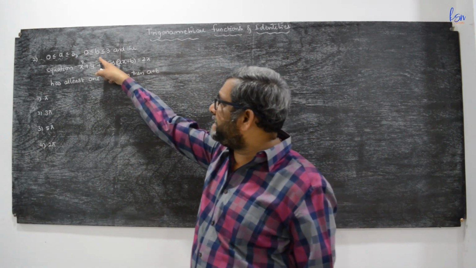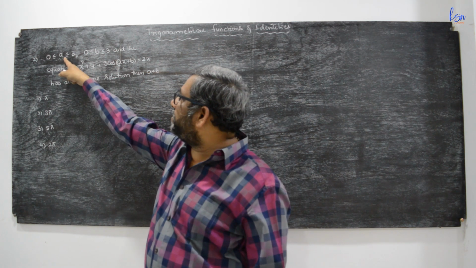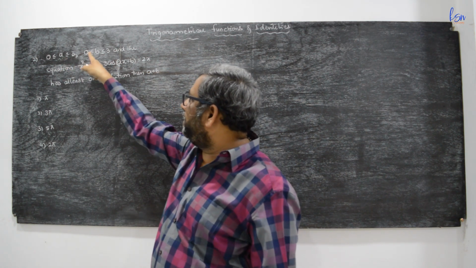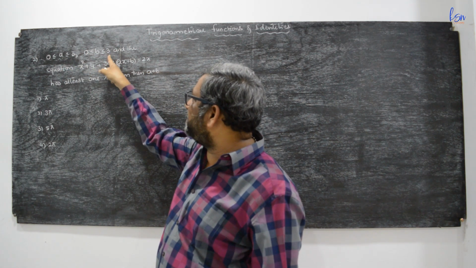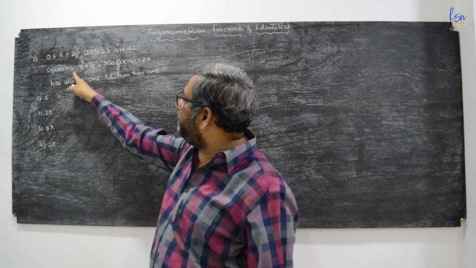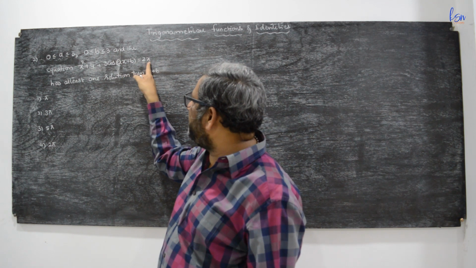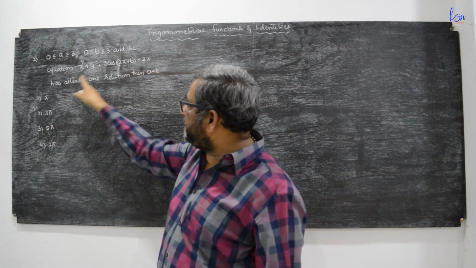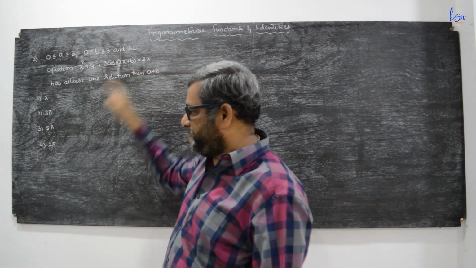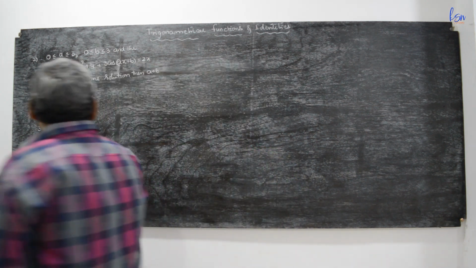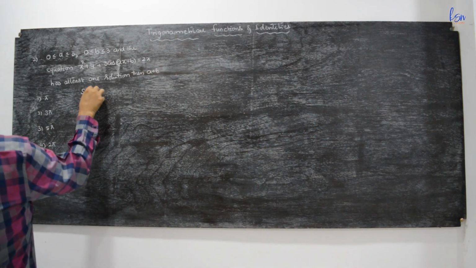The second question is 0 less than or equal to a less than or equal to 3, 0 less than or equal to b less than or equal to 3, and the equation x square plus 4 plus 3 cos of ax plus b is equal to 2x has at least one solution, then a plus b equal to. Here let us look into the solution.